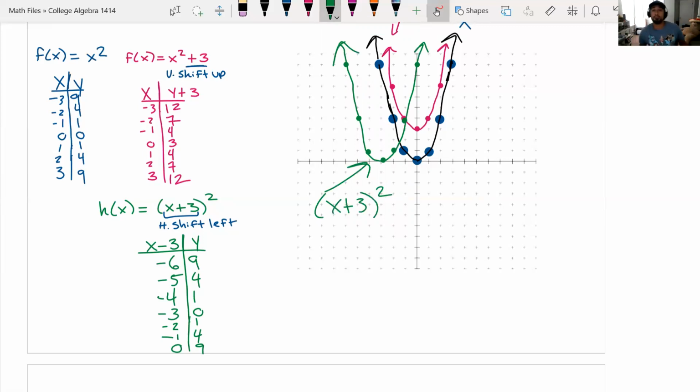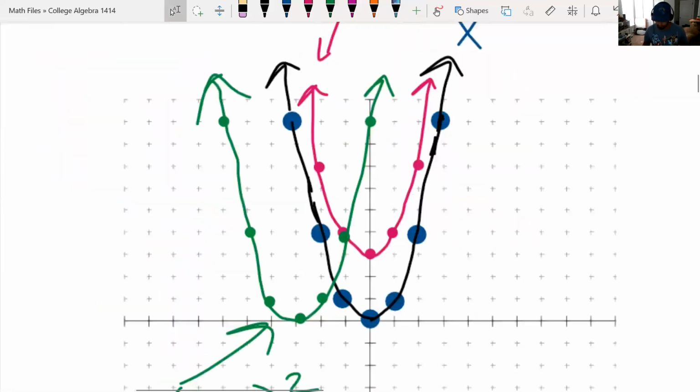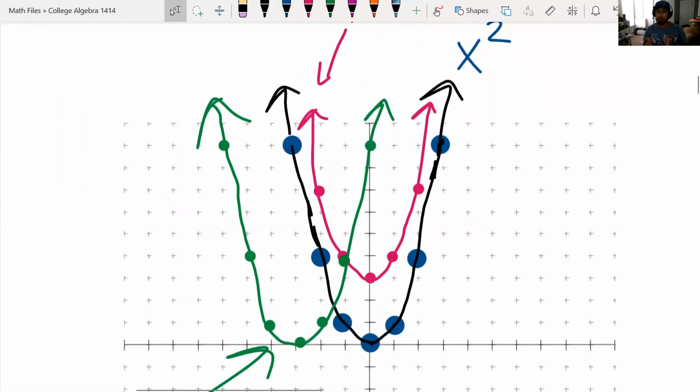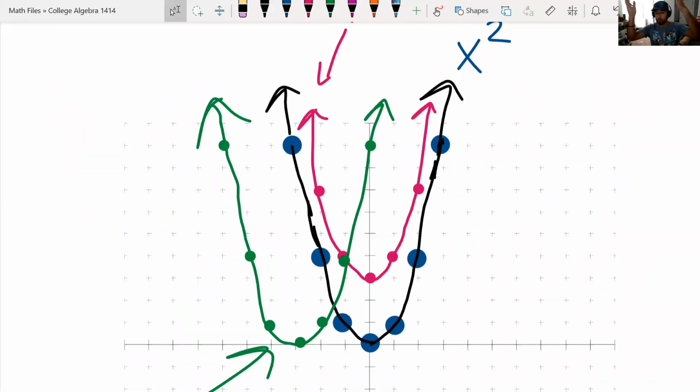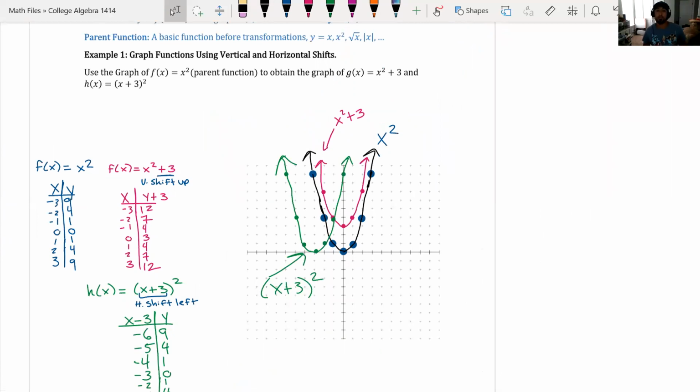And those are shifts up, down, left, and right. So you see from the original x squared function, we have in the red, we have vertically shifted it up 3. And then the green is just taking it and shifting it to the left 3 units. So these are all the transformations for vertical and horizontal shifts. That's how they work.